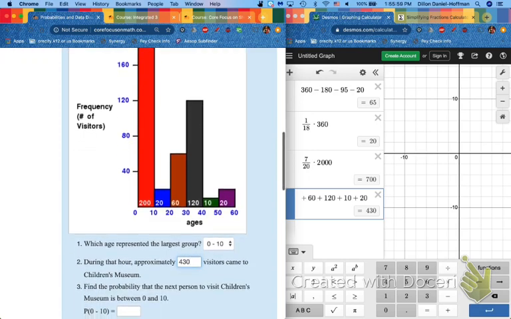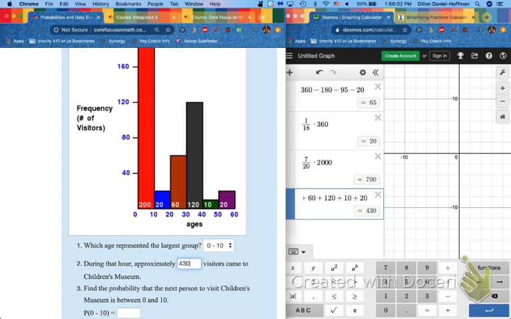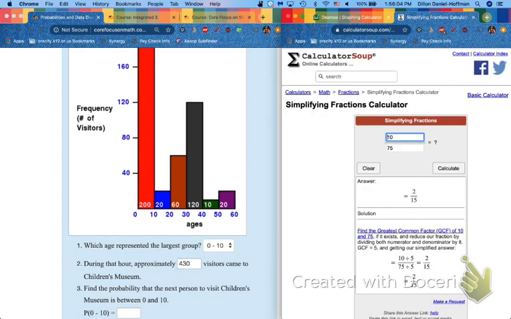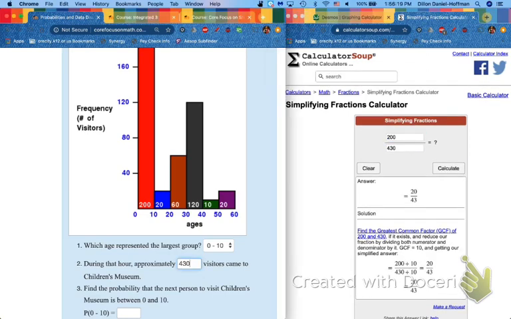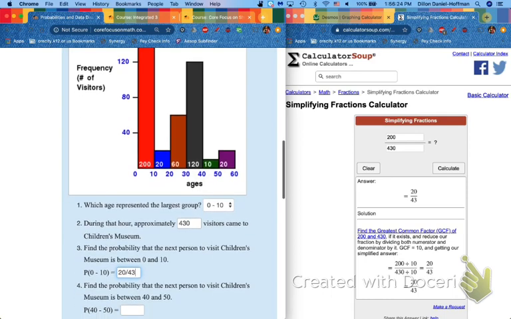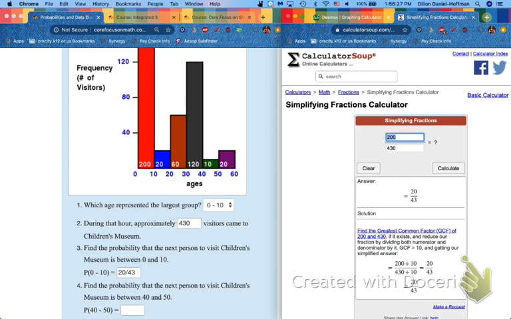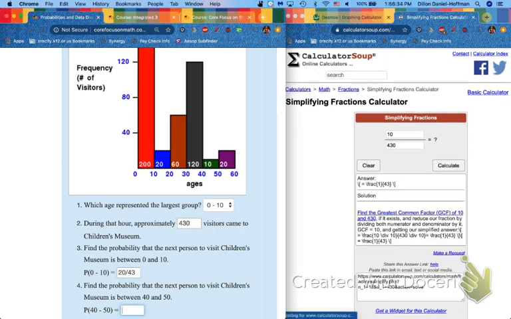It says find the probability that the next person to visit the Children's Museum is between 0 and 10. So I go over to my calculator, and just like I had the tree number and then I had the food number, now I'm having my museum number of 430 on bottom. And then I match up top like I did before. 0 to 10 is 200. So that reduces to 20 over 43. And then 40 to 50, that's the smallest group, just 10. So that will turn into 1 over 43.